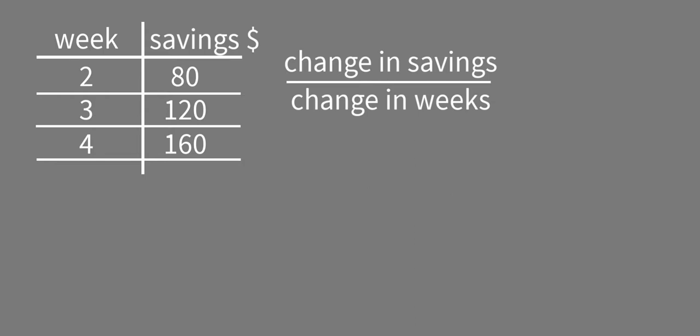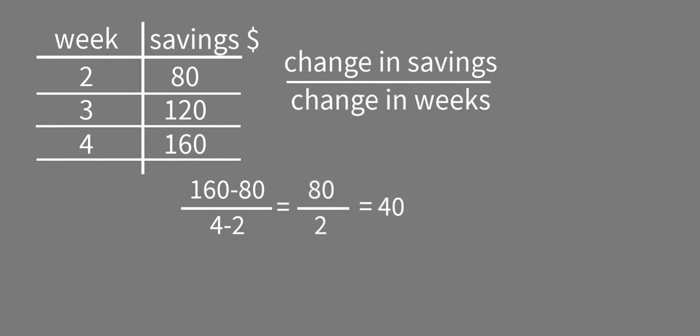So let's look at 160 minus 80 over 4 minus 2, which equals 80 over 2, which equals 40. Or we could pick 160 minus 120 over 4 minus 3. And that is going to equal 40 over 1.